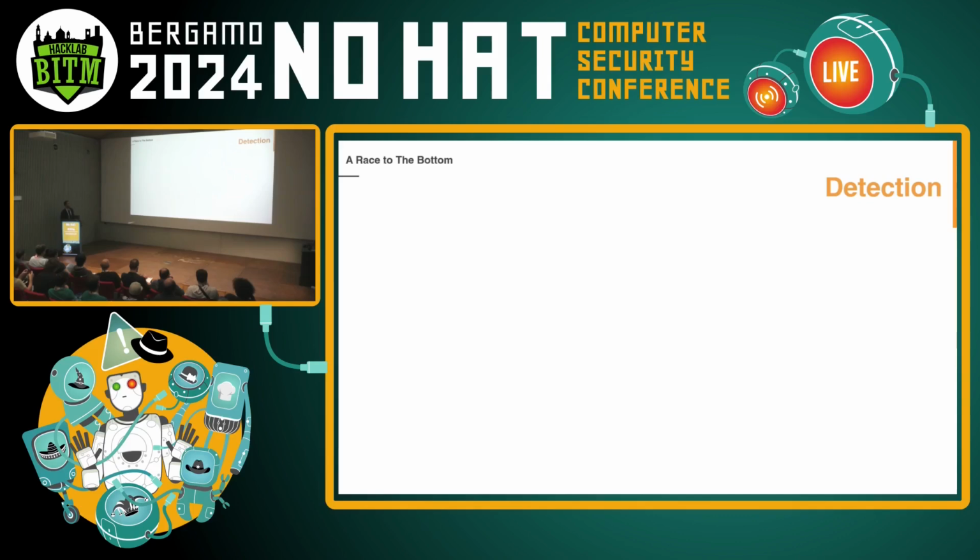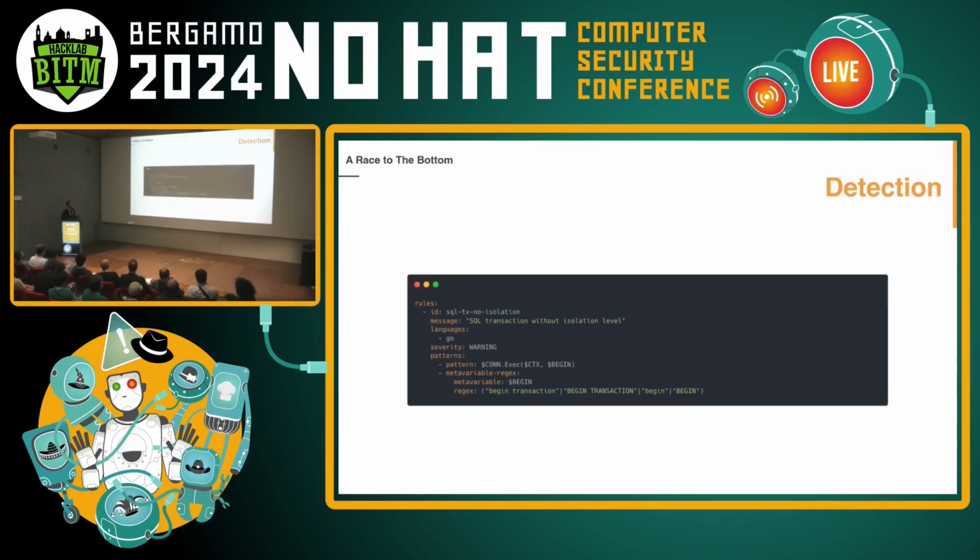And finally, a little bit about detection. Setting the isolation level is just a pattern in your code that you can search for and write some detection rules. So, for instance, this is a simple Semgrep rule that will try to detect raw SQL transactions defined in the code that don't specifically set or define the isolation levels.